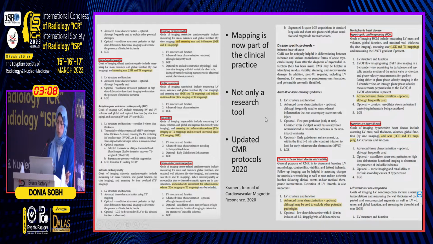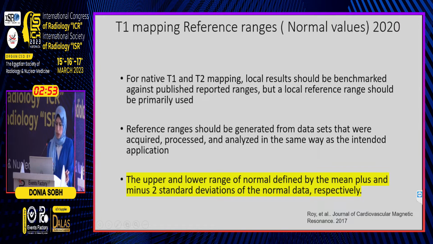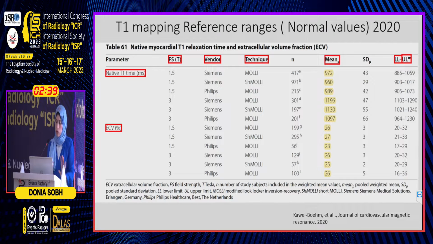This is the updated protocols for 2020. And if we look at the protocoling, you can find the mapping in cardiomyopathies, either like sarcoid, myocarditis, dilated, hypertrophic, infiltrative. You can find the mapping in all these. And we usually compare the values that we have with normal values which are published, but the best thing is that you can have your own normal values from your scanner. If you don't have them, so having control on your scanner is the best. But if you don't have them, you can use the reference ranges.